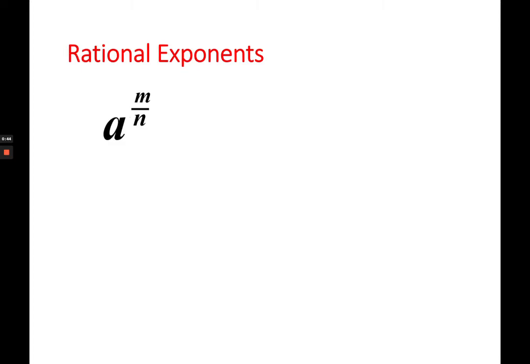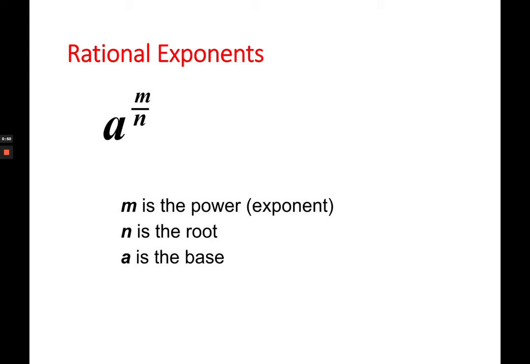When you have a rational exponent, it means your exponent is a fraction. M is actually your power. N becomes the root. And of course, A is the base. And this expression can be written in a radical form.